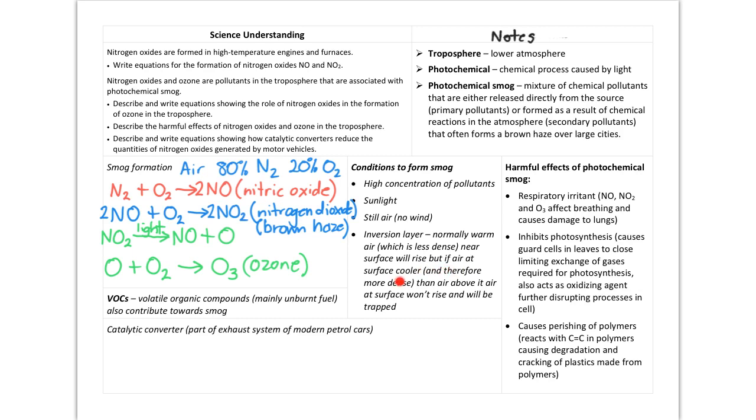But if air at the surface is cooler, and therefore more dense, because the cooler air is more dense, then the air above it, the air at the surface won't rise and it will be trapped there. So if we get this cold layer of air at ground level and then warm air above it, that cold air isn't going to rise because there's already warm air above it, so it's more dense, more heavy. It's just going to sit there nice and still on the bottom. And that's going to allow for these conditions to give us a high concentration of pollutants and therefore photochemical smog.